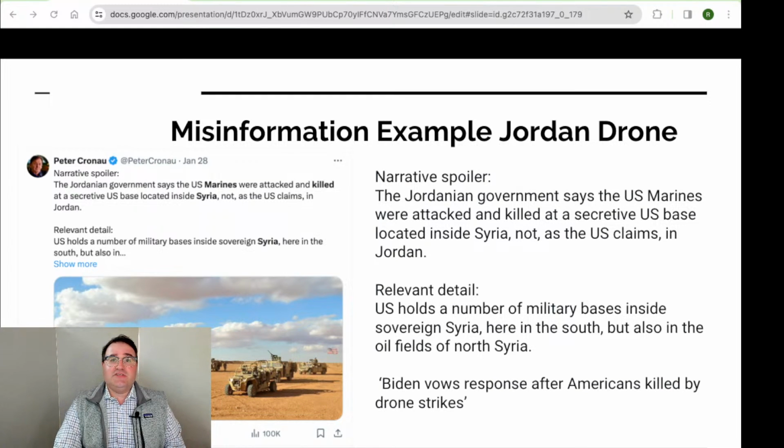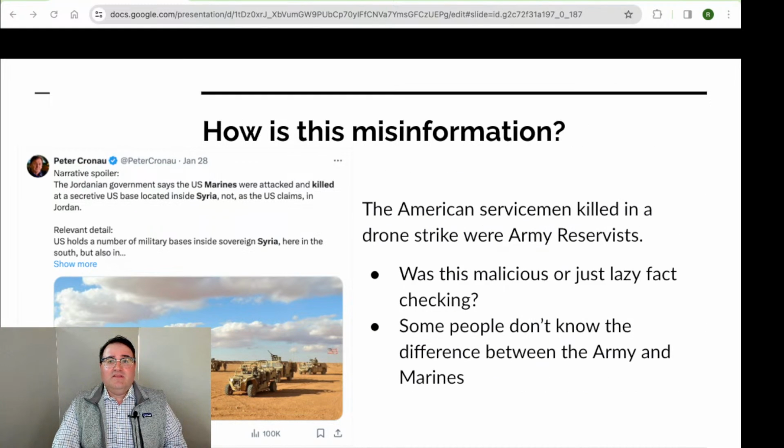Well, you might have missed it. It's actually pretty easy. The American servicemen killed in the drone strike were Army reservists. They weren't Marines. Now, here's the question. Was this malicious or was it just lazy fact-checking? It's probably just lazy fact-checking, right?